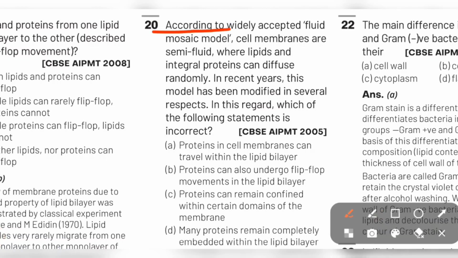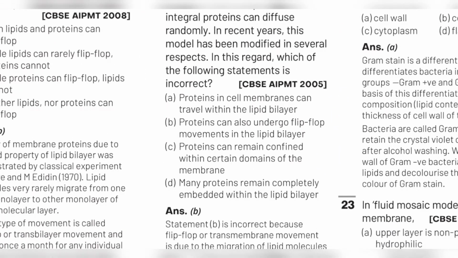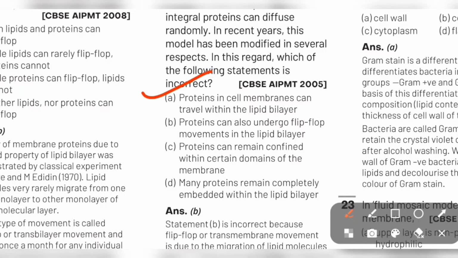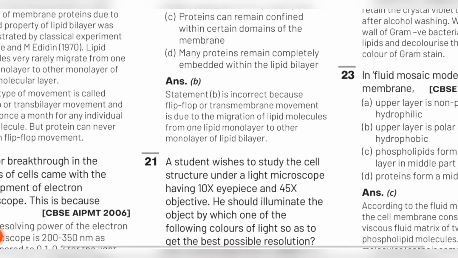According to the widely accepted fluid mosaic model, cell membranes are semi-fluid where lipids and the integral proteins can diffuse randomly. In recent years, this model has been modified in several respects. In this regard, which of the following statements is incorrect? ठीक है, आपको fluid mosaic model के बारे में बताना है कौन सा incorrect है. And the options we have: proteins in cell membrane can travel within the lipid bilayer. ठीक है, ये ठीक है. Proteins can also, ये वाला अभी हमने पढ़ा, and this is the correct option here. And these are the right answers, लेकिन हमें incorrect को choose करना है because हमें ये दिया गया है. Which of the following is incorrect? You can see the explanation as well.